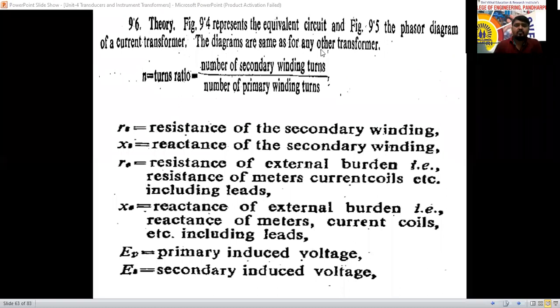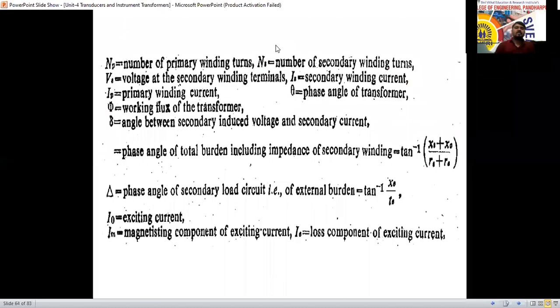So next we'll go for the next one. The number of turns in the primary and secondary winding: both the windings have some number of turns. The number of turns in the primary winding is represented by NP, and the number of turns in the secondary winding is represented as NS.